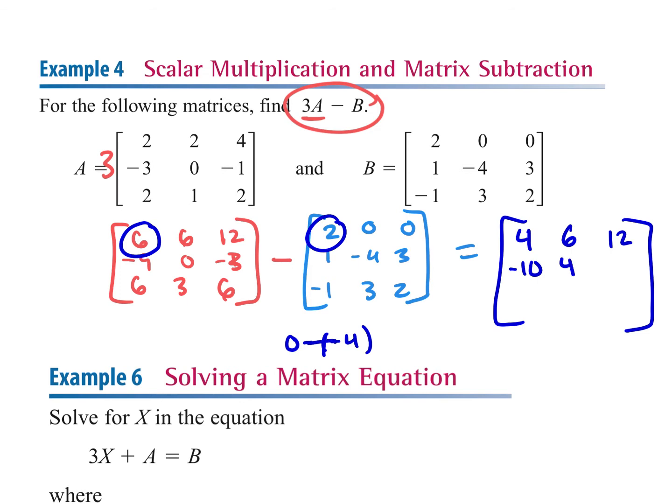If it helps, write down each step. -3 minus 3, -6. 6 minus -1, 7. 3 minus 3, 0. And 6 minus 2, 4.